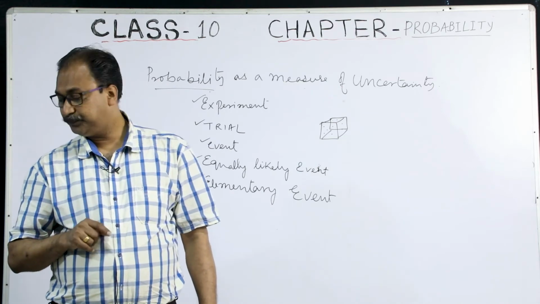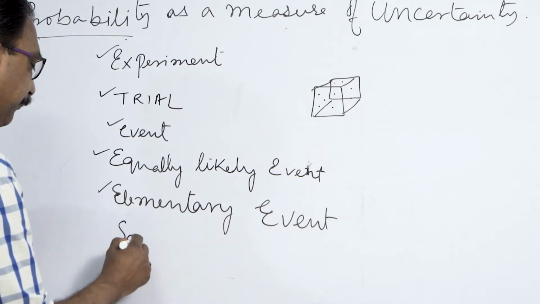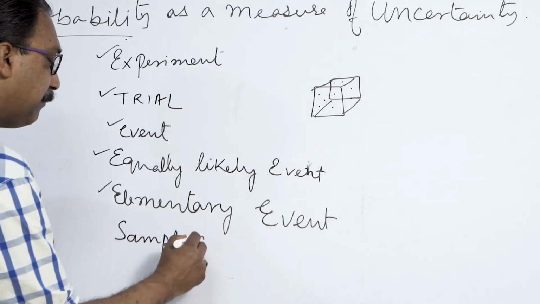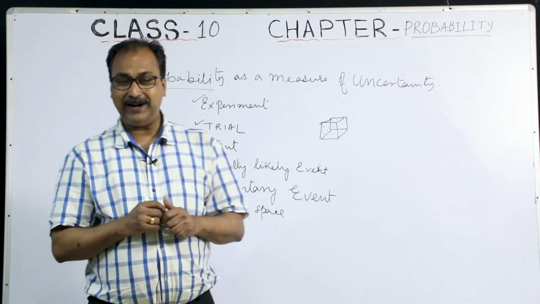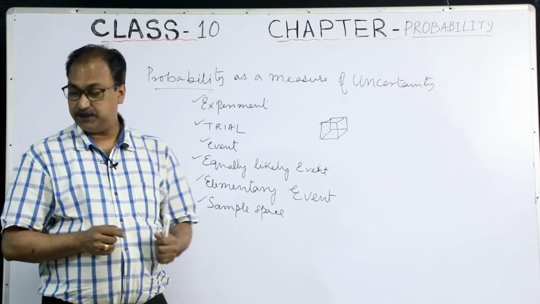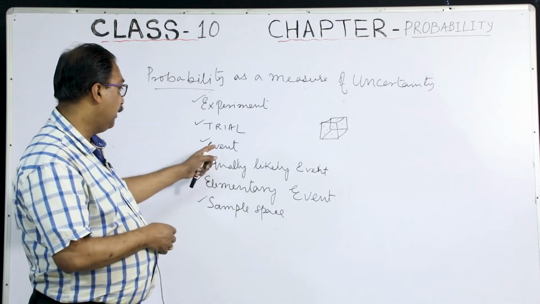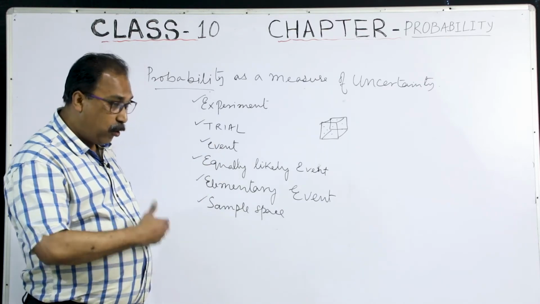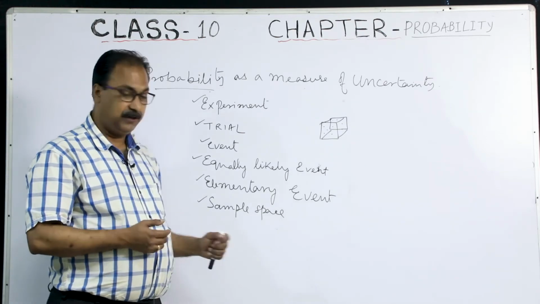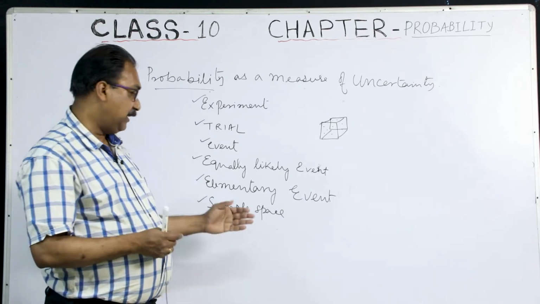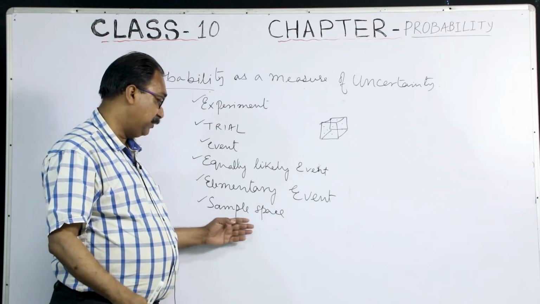Okay. Now we have to go for sample space. Look at this, sample space. What is sample space? The set of all possible outcomes in a trial, for example tossing a coin. So the set of all possible outcomes in a trial is called the sample space. The sample space is nothing but all possible outcomes.